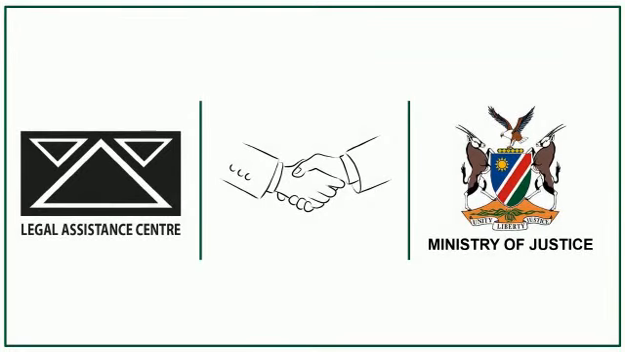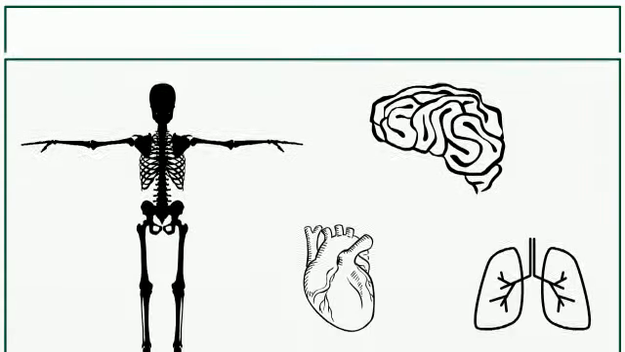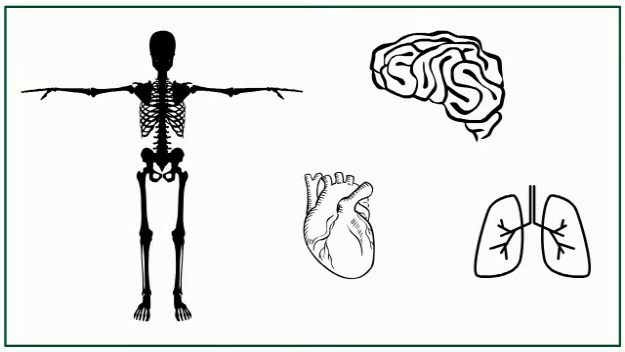In November 2020, the Ministry of Justice entered into a partnership with the Legal Assistance Center for training and the creation of annotated statutes. We gained access to something known as NamibLII, which is like a Wikipedia of laws. NamibLII orders laws by topic.